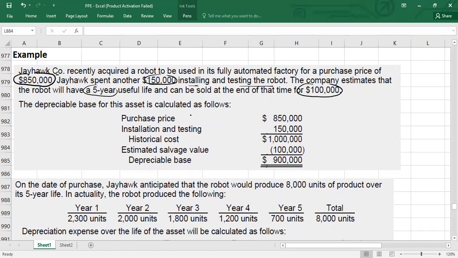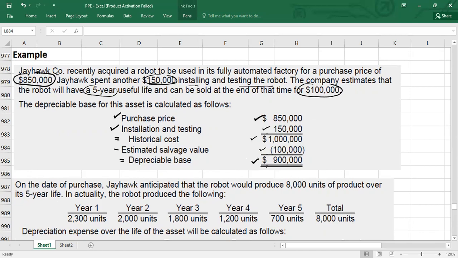Okay, so first you need to calculate the historical cost, which will be equal to the purchase price, which is 850,000, plus installation and testing cost, which is 150,000. This is equal to the historical cost, which is 1 million, minus the estimated salvage value, which is 100,000. This is how you will get the depreciable base, which is 900,000.